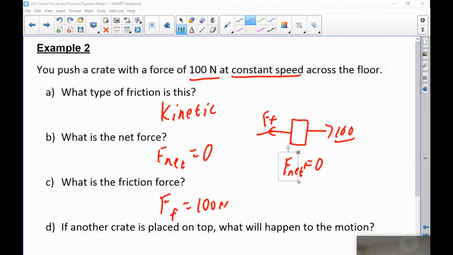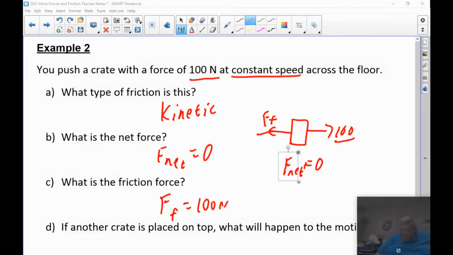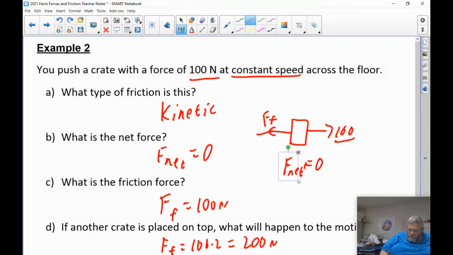If another crate is placed on top, what will happen to the motion? Okay, so if I put another crate on top, that means I'm basically doubling the weight, doubling the mass. So the frictional force should double because it's proportional. So the new frictional force is going to be 100 times 2, or 200 newtons.